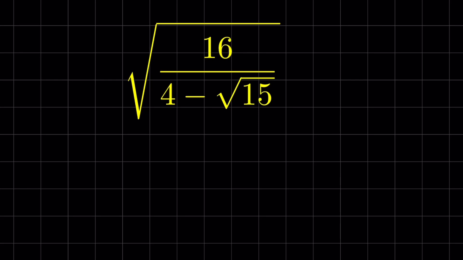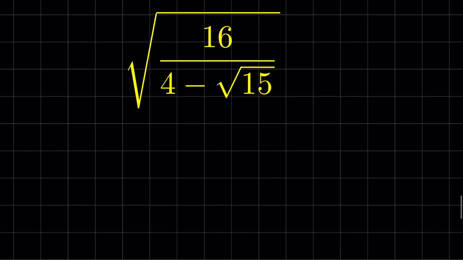16 upon 4 minus square root of 15, all under square root. We have to simplify it. To simplify it, first we have to rationalize the denominator. To rationalize the denominator, we do conjugate multiplication.